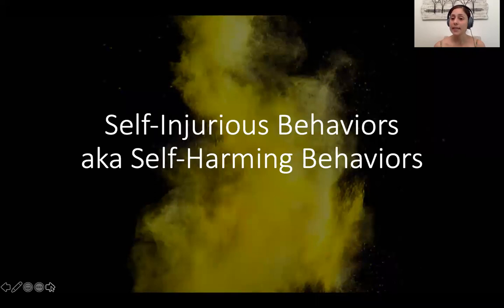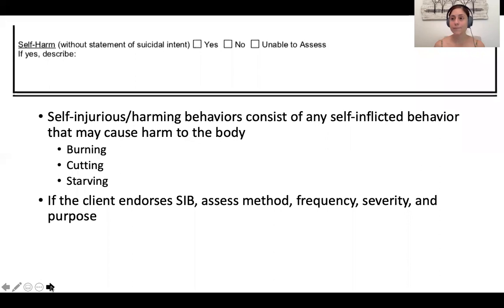Okay, a related issue here is self-injurious behaviors, also known as self-harming behaviors. And this question is directly below the suicide assessment questions, as you can see here. So self-injurious behaviors include any behaviors that are self-inflicted and harm the body. So things like burning, cutting, or starving oneself, and there are plenty others. If the client endorses self-injurious behavior, you would then assess method, frequency, severity, and purpose.